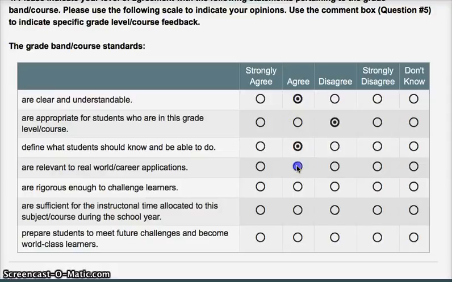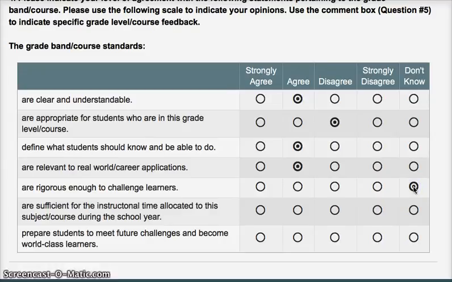You could either say agree or you could say I don't know. Next, are rigorous enough for challenging learners? That is a very good question because sometimes in education we don't focus on the students that are doing well and have exceptional ability. If you don't know, you could click don't know.